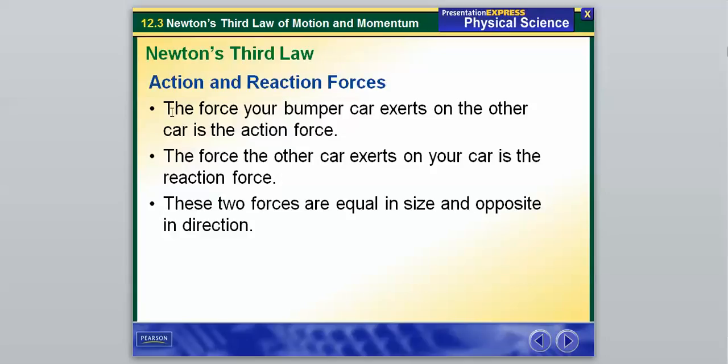So the force your bumper car exerts on the other car is the action force. So if you're the bumper car that has a bunch of speed built up and you're closing in on a person stuck in the corner that doesn't know what they're doing, when you strike them, you are the action force, and then the force that the car exerts back on you is the reaction force. And these two forces are equal in size and opposite in direction, which kind of makes sense.